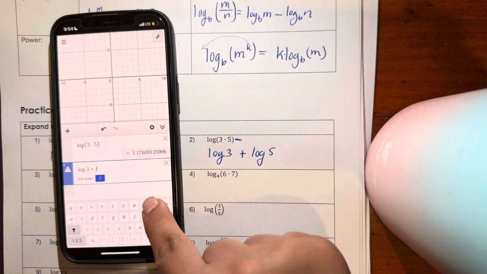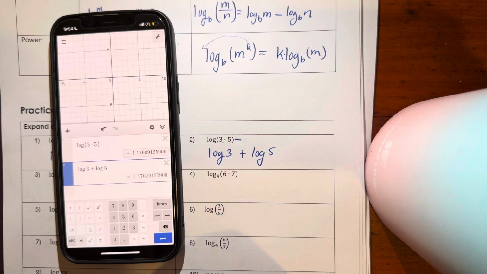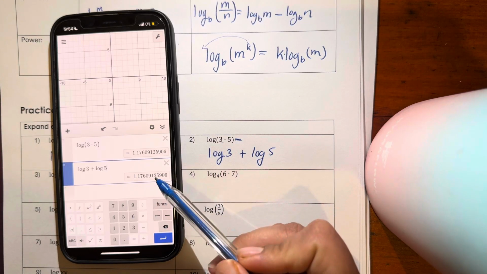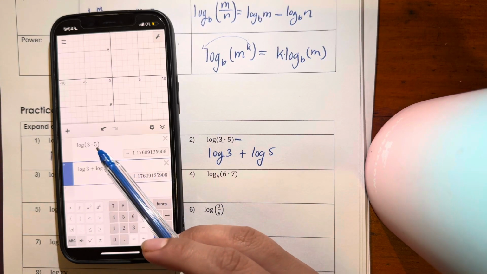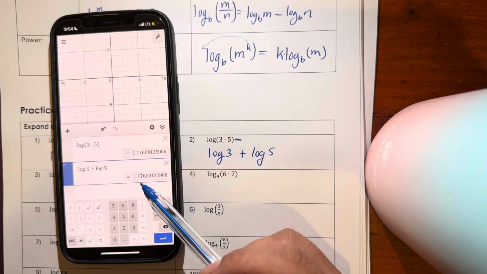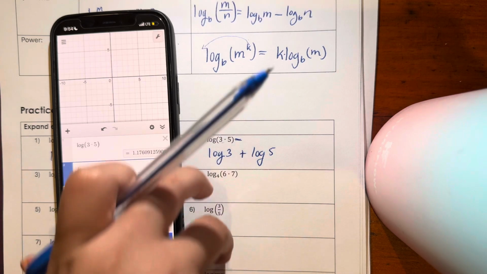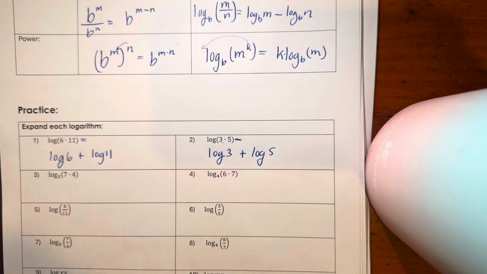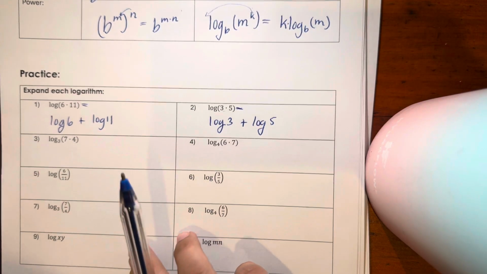Well, I didn't type that one right. Log of 5. And you can see that they're the exact same answer. They have one log multiplying together, two separate logs with addition. I might not show you how to check your work on all of them, but we are doing them right.